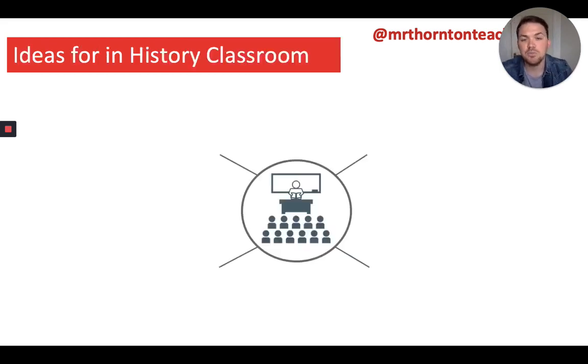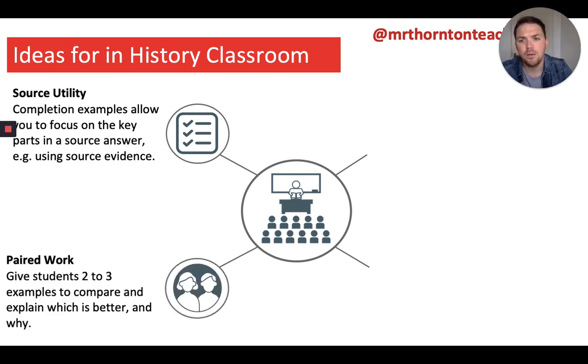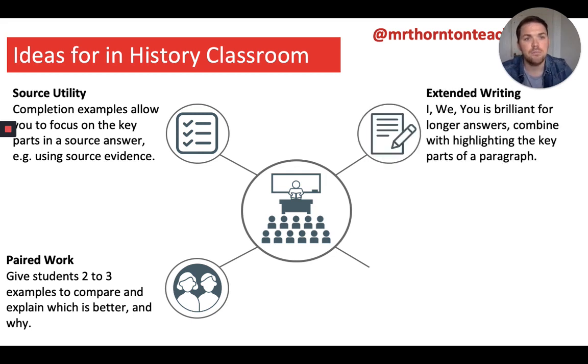So just some other last minute ideas for the history classroom then. What could you do? So you could use it for source utility. So use completion examples to pick out certain areas. I talked about that one before. Paired work. So give students 2 or 3 answers, get them to compare which is better and why, and annotate and write it up, which I've just talked about before. Use I, we, you, which is brilliant for longer answers. It's very good to break down, say, a 12-mark Edexcel answer. That's 3 paragraphs. I, we, and you, sorted.